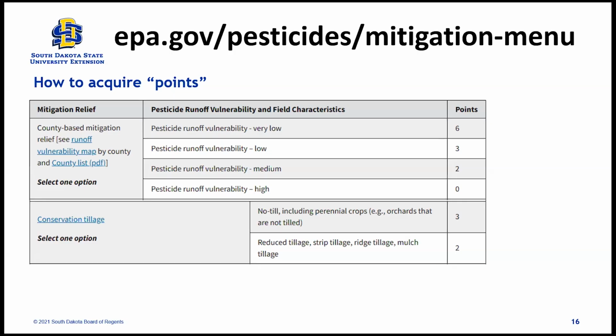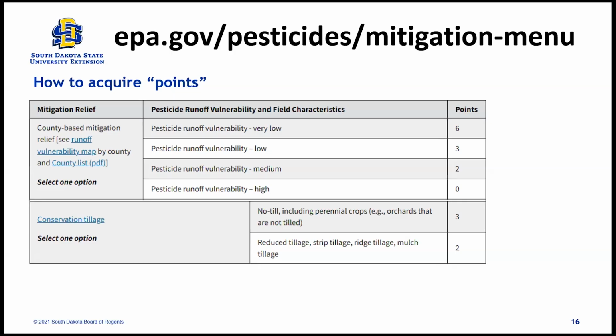Now, the other big thing I would say in South Dakota is the conservation tillage. There's a lot of no-till in the state, again, for good reason. So if you just show up to farm, you do no-till, you got 5 points. Now, if you're still in an area where maybe you're doing a light field cultivation or ridge till, strip till, you're getting 2 points. So worst case scenario, you're getting 4 points.